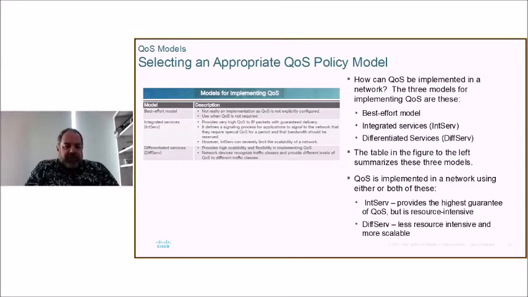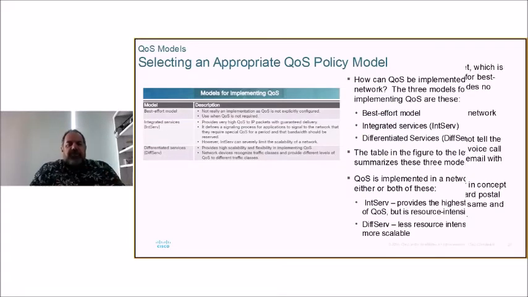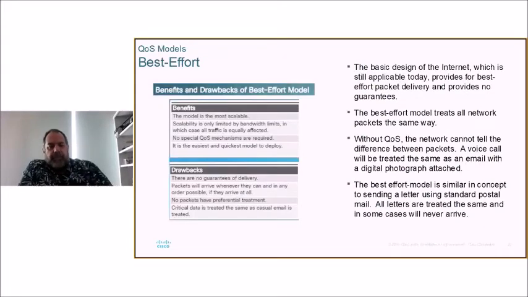Integrated provides very high QoS to IP packets with guaranteed delivery. It defines a signaling process for applications to signal to the network that they require special QoS for a period and that bandwidth should be reserved. However, IntServ can severely limit the scalability of a network. Differentiated provides high scalability and flexibility in implementing QoS. Network devices recognize the traffic classes and provide different levels of QoS for different traffic classes.